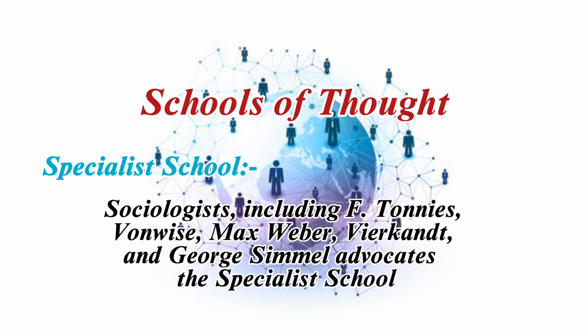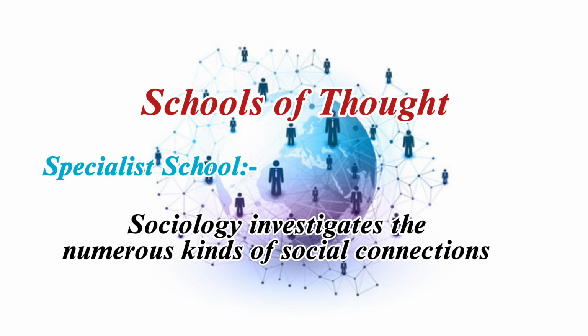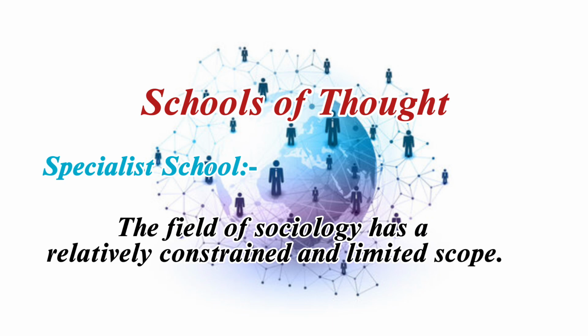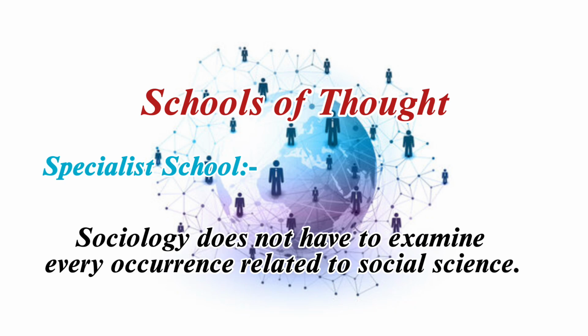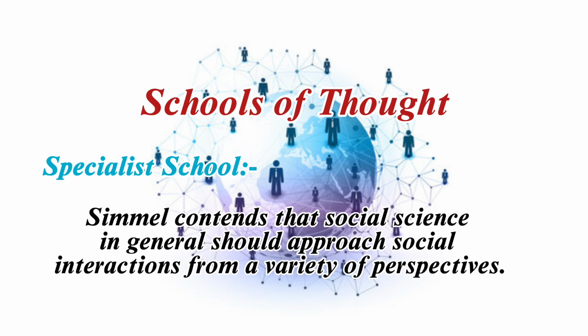Specialist school. Sociologists, including F. Tönnies, von Wiese, Max Weber, Vierkandt, and Georg Simmel advocate this specialist school. Sociology investigates the numerous kinds of social connections. The field of sociology has a relatively constrained and limited scope. Sociology examines particular types of human relationships. Sociology does not have to examine every occurrence related to social science. Simmel contends that social science, in general, should approach social interactions from a variety of perspectives.